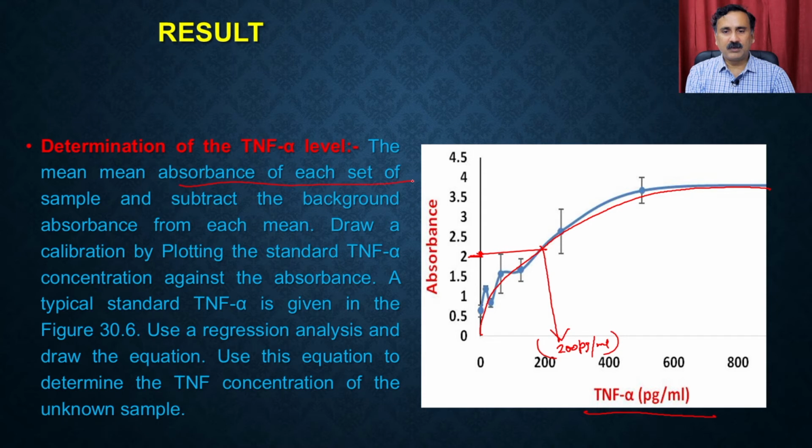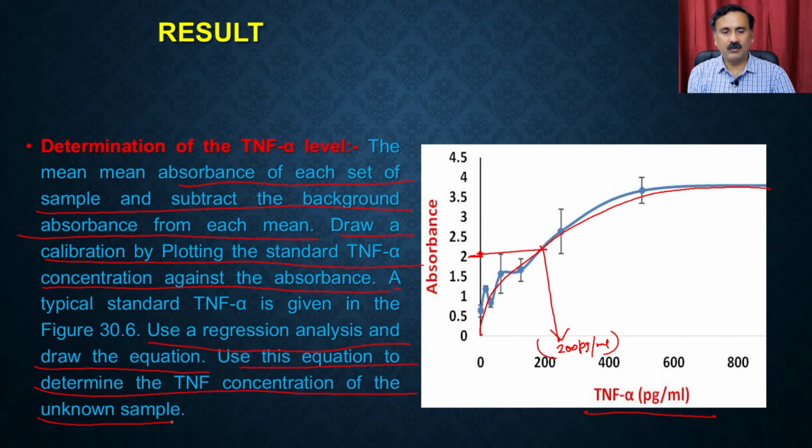Take the mean absorbance of each set of the sample and subtract the background absorbance from each mean. Draw a calibration curve by plotting the standard TNF-alpha concentration against the absorbance. A typical standard is given here. Use a regression analysis and draw the equation. Use this equation to determine the TNF-alpha concentration of the unknown sample or unknown biological fluids. So, this is the calibration curve you can use for detecting the level of TNF-alpha in an unknown sample. The same kind of calibration curve can be drawn for other biological fluids.